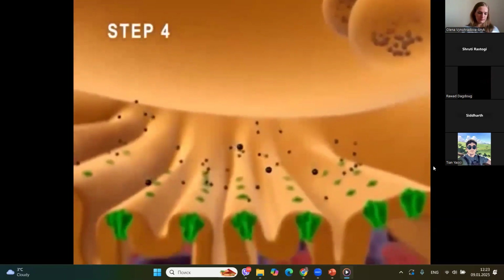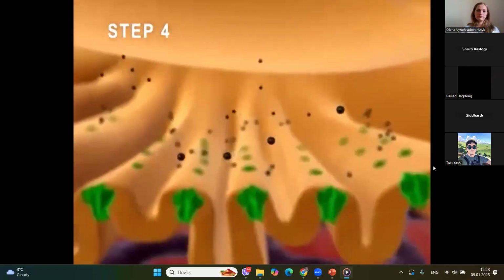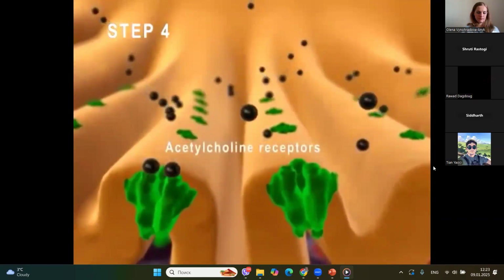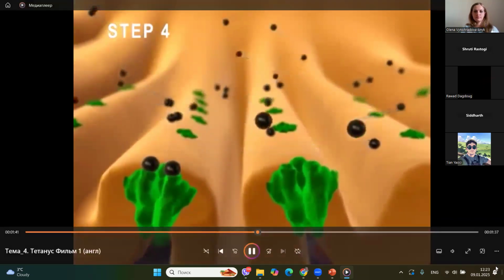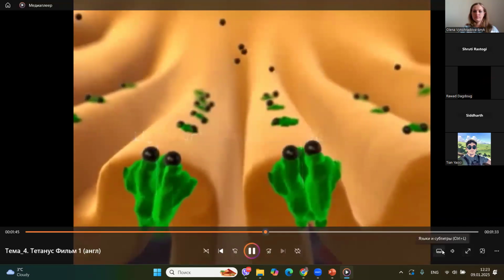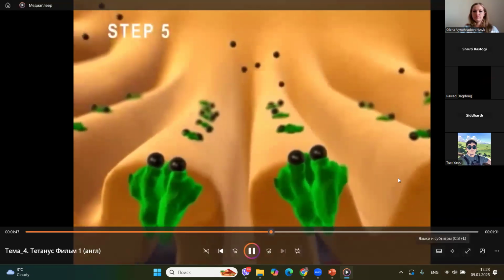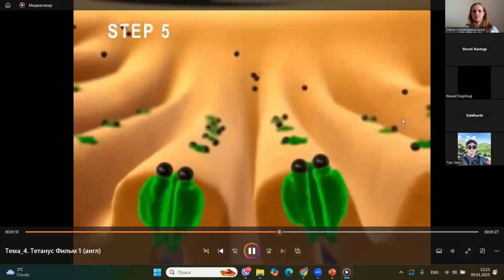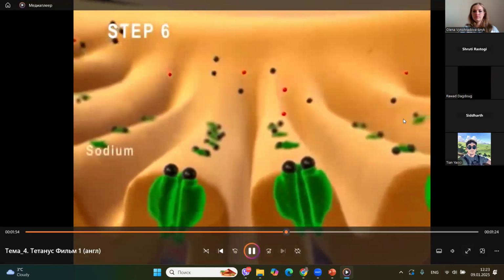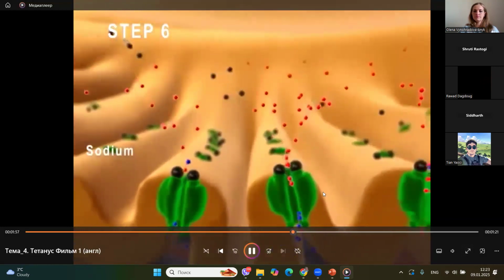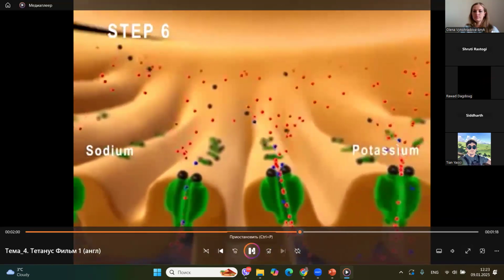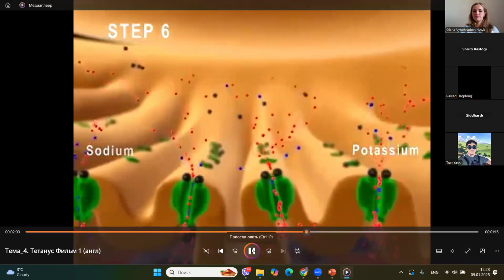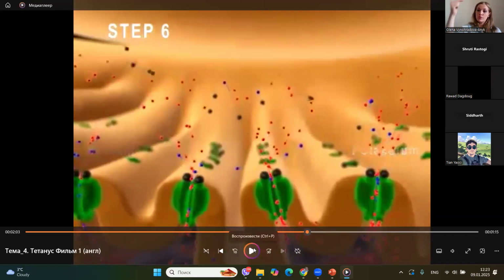Step 4. Acetylcholine diffuses across the synaptic cleft and binds to acetylcholine receptors, which contain ligand-gated cation channels. Step 5. These ligand-gated cation channels open. Step 6. Sodium ions, shown here in red, enter the muscle fiber, and potassium ions, shown here in blue, exit the muscle fiber. I remind you, when sodium moves inside, it means that plus charge moves inside, and as a result, we have depolarization.